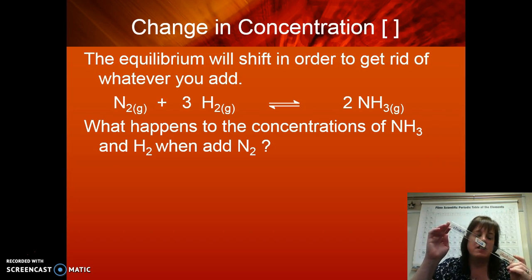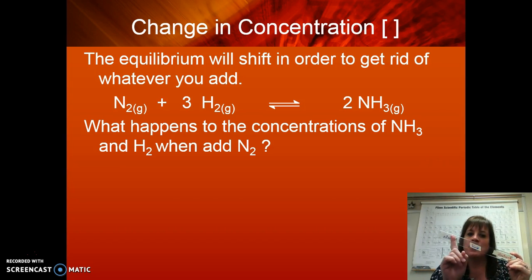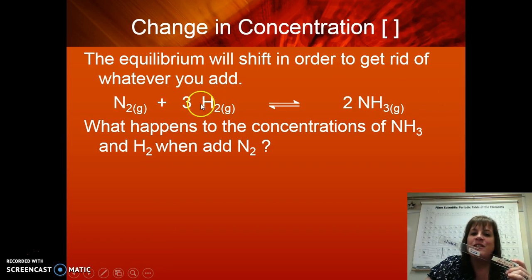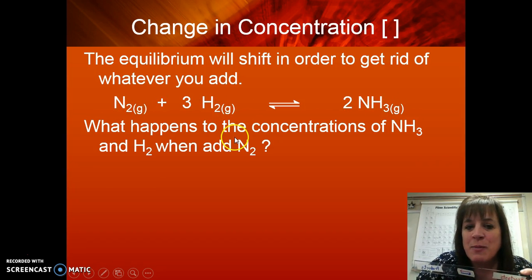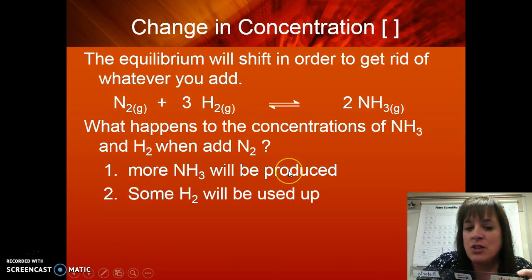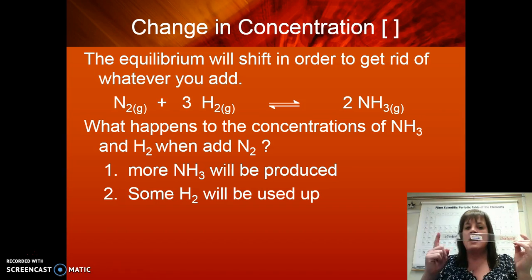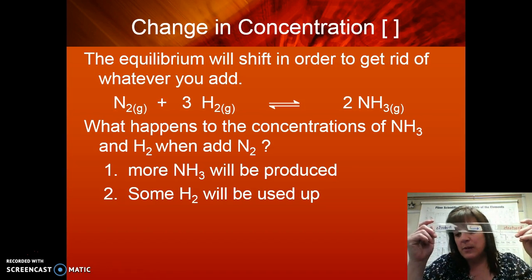Well, I added reactant, right, which means the reaction is going to shift in the forward direction. So I'm going to produce more product so I can get into balance. But in the process of moving forwards to produce more product, I have to use up some of the hydrogen, right? I know I didn't add more hydrogen, but in order to make more ammonia, to use up that nitrogen I added, I'm going to have to use up some hydrogen. So the concentration of NH3 will go up so I can get back into balance, and some of my hydrogen will be used up, so it's going to go down.